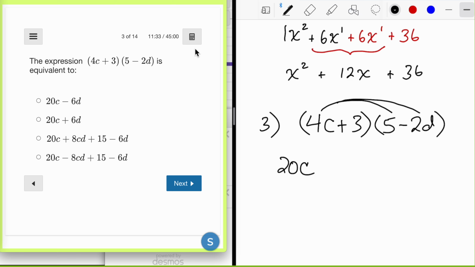This is where people got jammed up. The 4c times the negative 2d. All right. Well, 4 times negative 2, that's going to be negative 8. C times d, well, they don't have a common base. So there's no keep the base, add the exponents. So you just put them together.